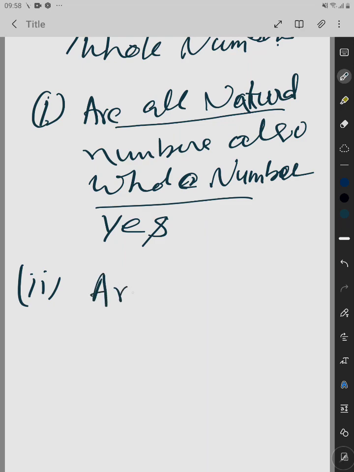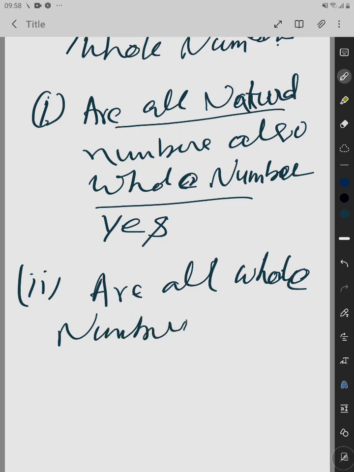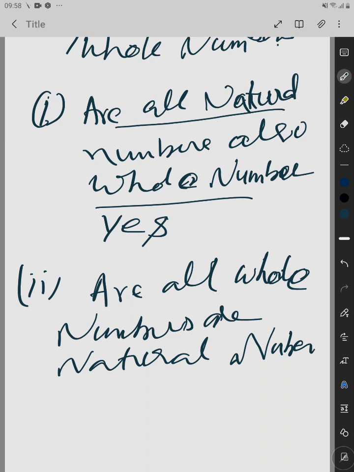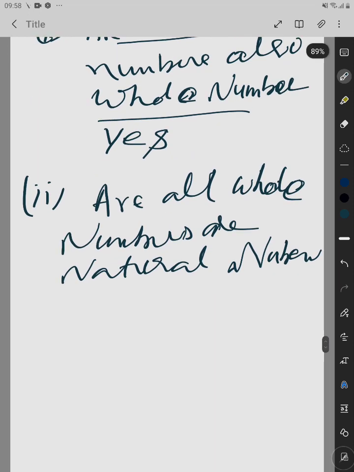Are all whole numbers natural numbers? So here, the one word answer is no. Okay, why is it no?